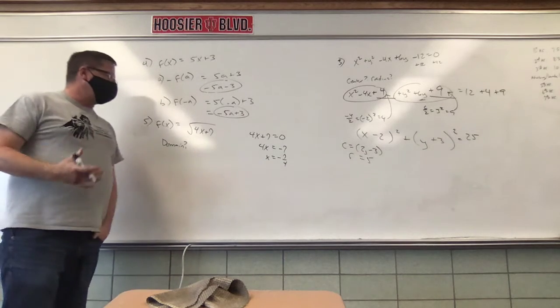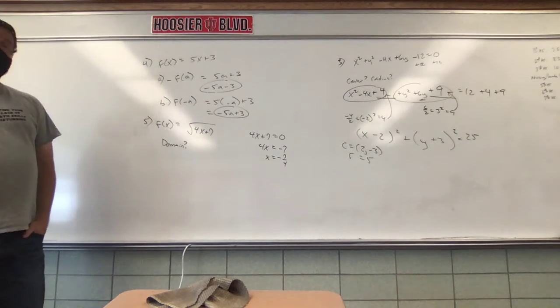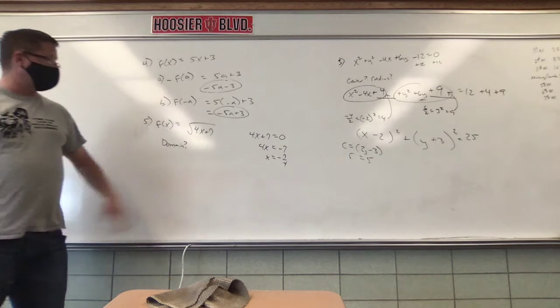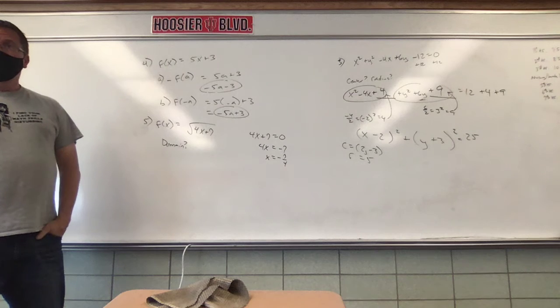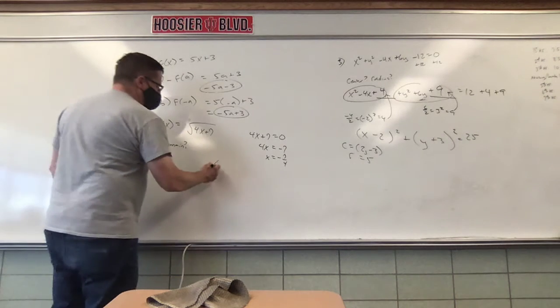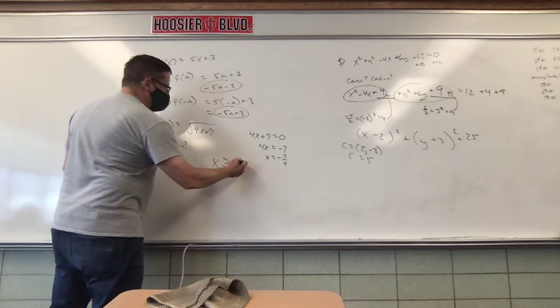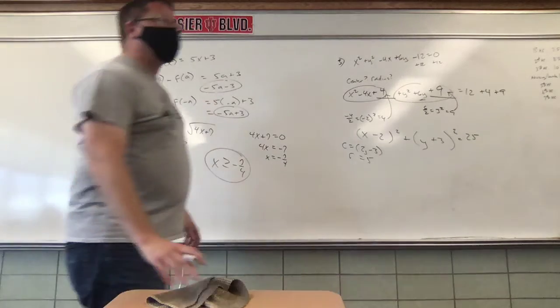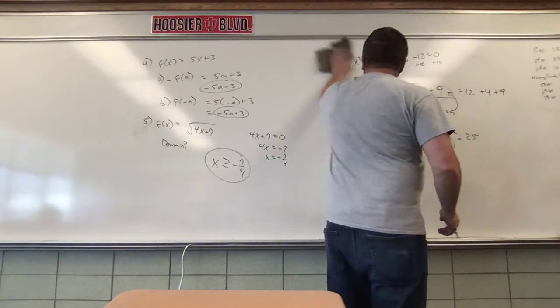So I need to know, do I plug in numbers bigger than negative 7/4 or smaller? If you're not sure, just pick an ungodly, ridiculous number. Take a really big number, like 1,000. Is 1,000 okay? Can I plug in 1,000? Sure. Because 4 times 1,000 plus 7 is a positive number. So I need numbers that are what? Bigger. Bigger than or equal to negative 7/4. Okay? We have to plug in numbers bigger than or equal to negative 7/4.